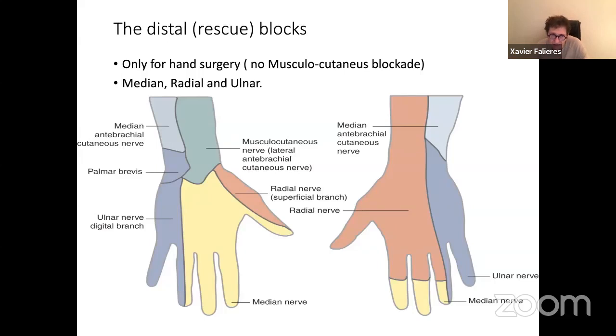Now, very important to speak about the distal rescue blocks. Perhaps for you, not really rescue blocks, but very useful blocks for hand surgery. You won't have the musculocutaneous blockade in these cases, so please only for hand surgery. So you have to know some anatomy and some distribution of the 3 nerves, median, radial, and ulnar in this case.